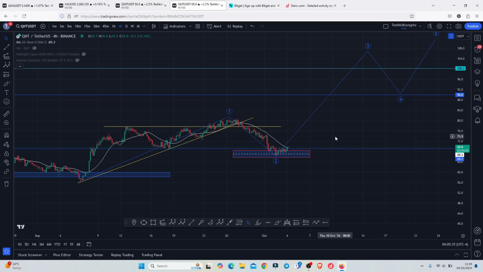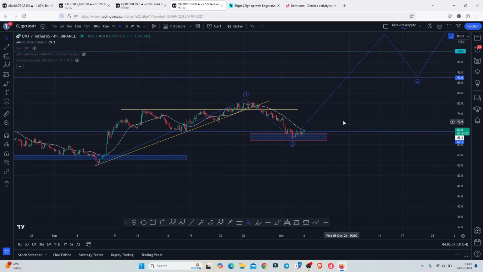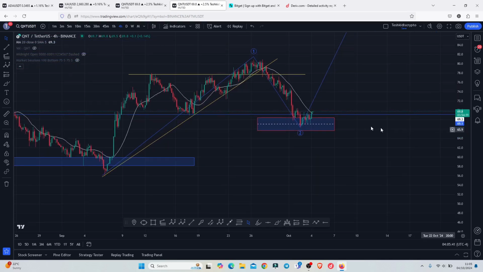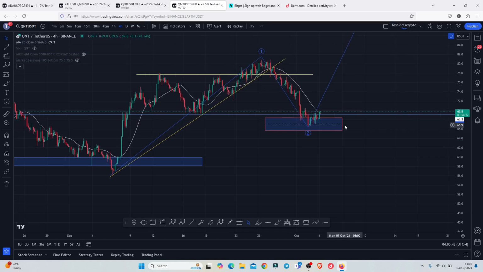And if by any chance we get any sudden pullbacks, we need to continue holding within this target area over here, because this area should also act as support.